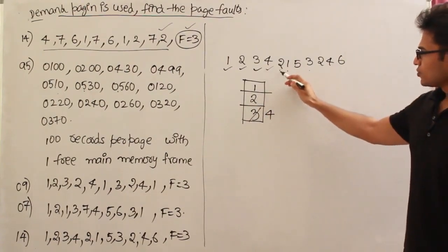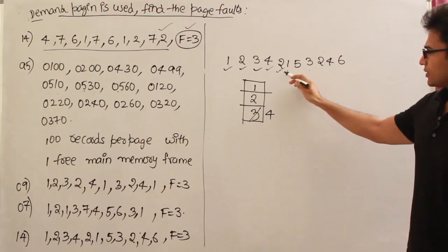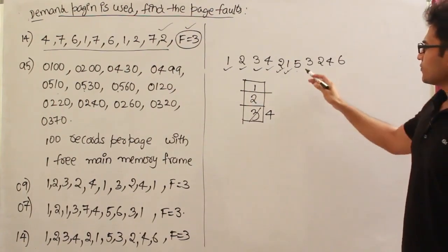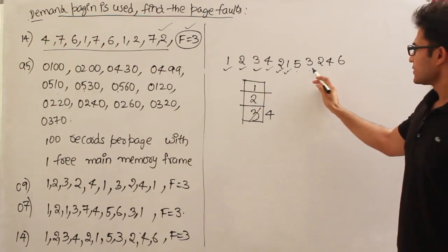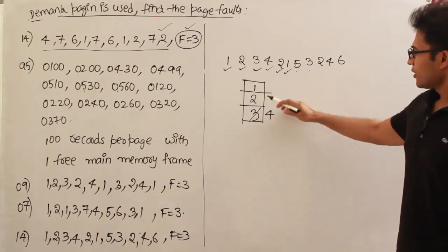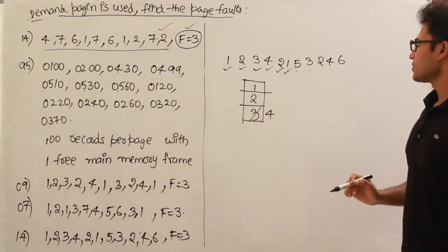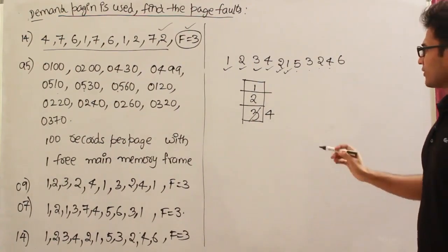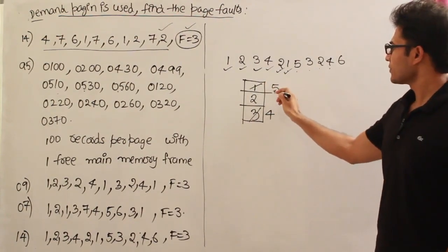Next 2 is referred, 2 is there. 1 is referred, 1 is there. Now next we want 5. Now 1, 2 and 4 are there. Which one do you want to replace? 2 and 4 are required, but 1 is never required. Therefore you can replace 1 with 5, right?